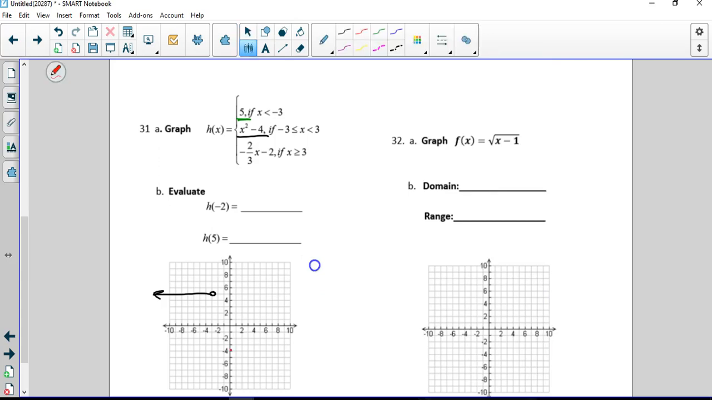So 0, negative 4, right here. 1, negative 3, and negative 1, negative 3. And I'm just dropping this whole bad boy down. 2, 0, and negative 2, 0.